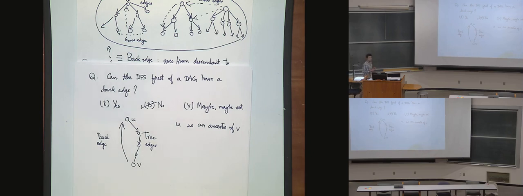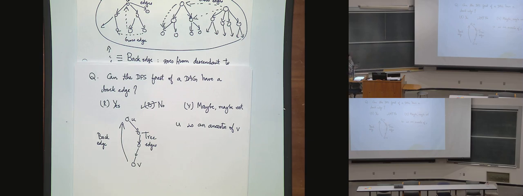Yeah? I think it's maybe, maybe not if you have cross edges. Oh, you mean can it have cross edges? Yeah, that's a maybe, maybe not. And even the other, forward edges, is a maybe, maybe not. But back edge, exactly, right.